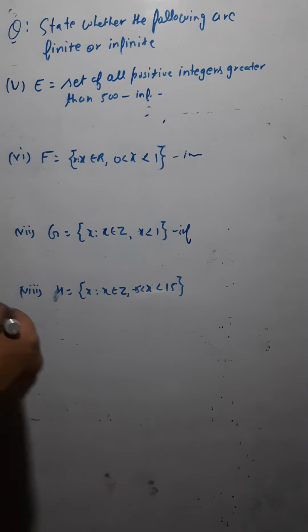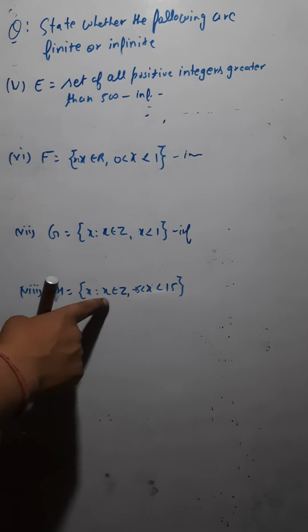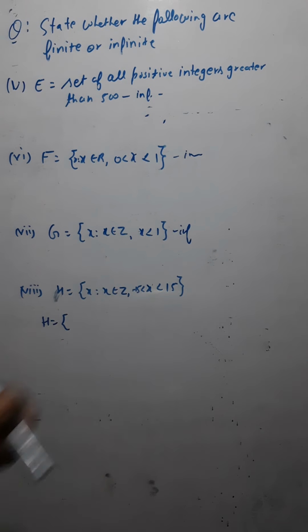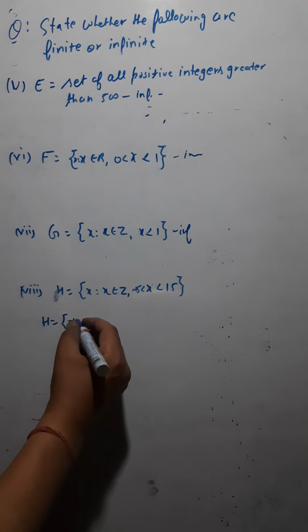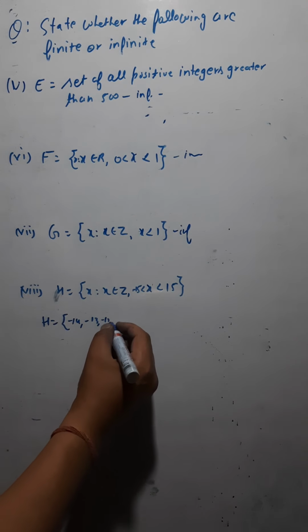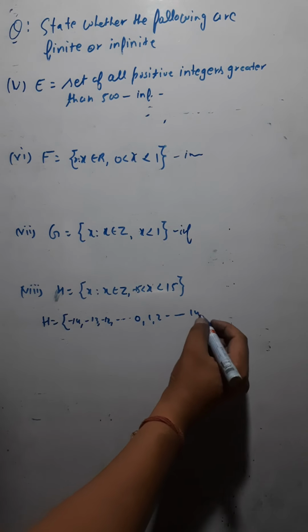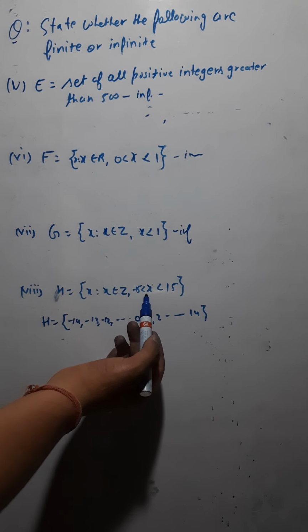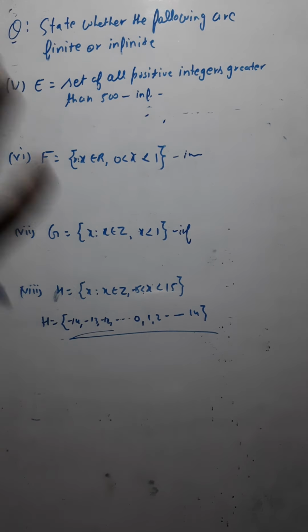Now you have the next one, you have the set H, and this set H contains the elements x such that x belongs to the set of integers, and the integers are between -15 and 15, means the integers should be greater than -15, means it would include -14, -13, -12, then up to 0, then 1, 2, then up to 14, because less than 15 you have to take. So all the integers which are greater than -15 and less than 15. So again you are going to get the finite number of elements here, isn't it?